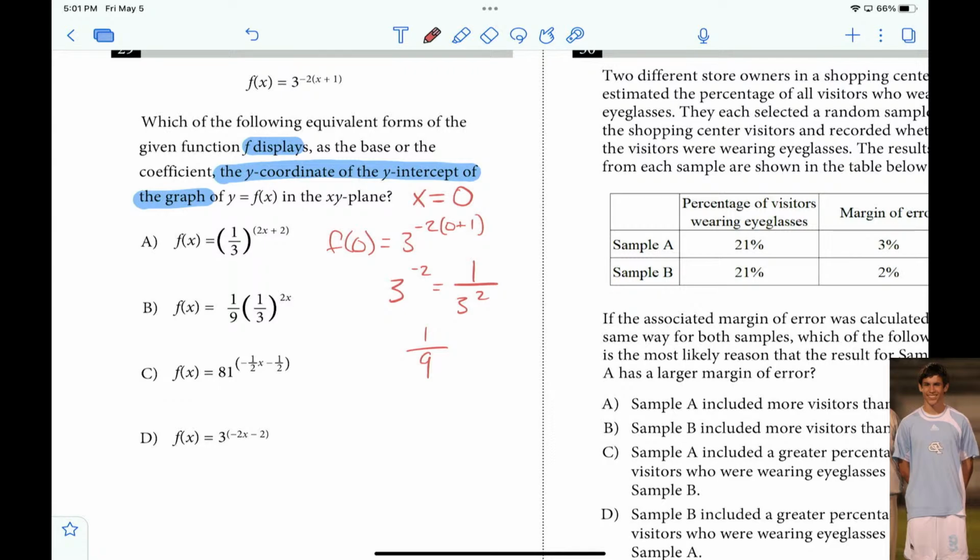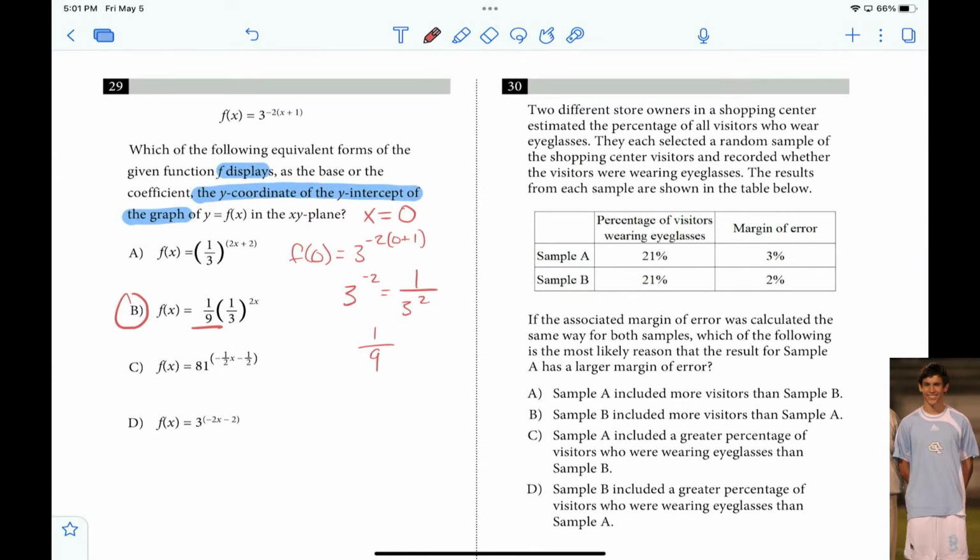But they're telling us that they want to see that y-intercept displayed in the equation. So I would just say, which answer shows us 1/9 in the equation? B, it's right there. No other answer shows us 1/9. So again, they're asking for the y-intercept. They just said that they wanted to see the y-intercept. So we figured out what the y-intercept is and just saw which one had that point in.